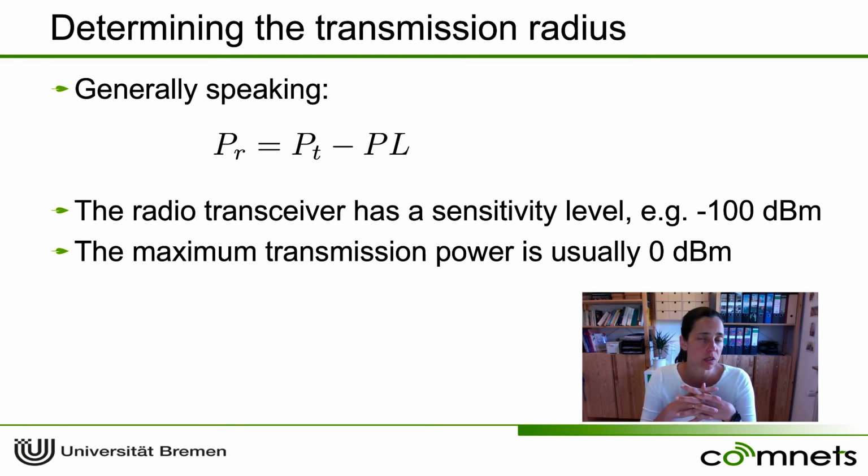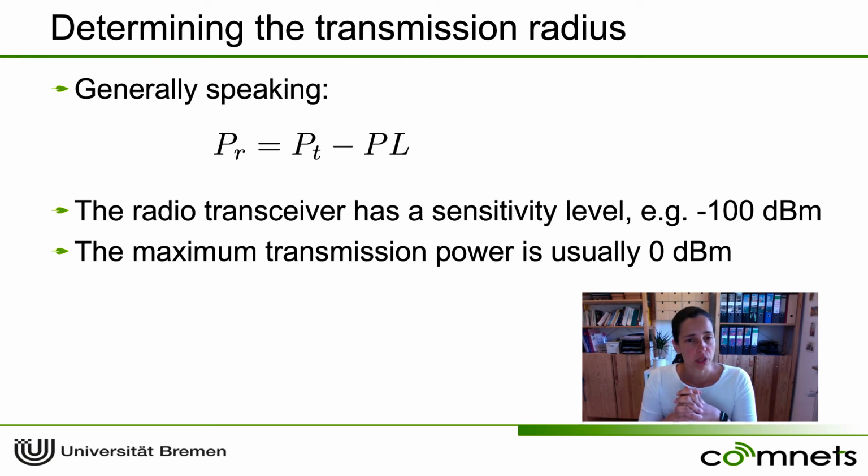The other possibility is just to plot, for example, the path loss for different distances at small intervals, and then to see where the path loss exceeds the sensitivity level, or the difference between the sensitivity level and the transmission power. And there you know that you cannot send further than this particular distance. These are the two possibilities here.